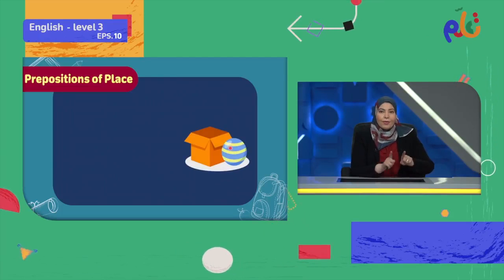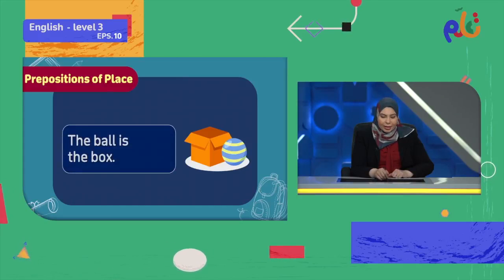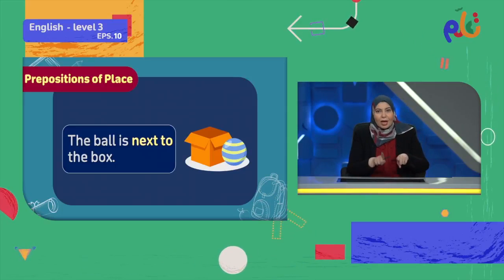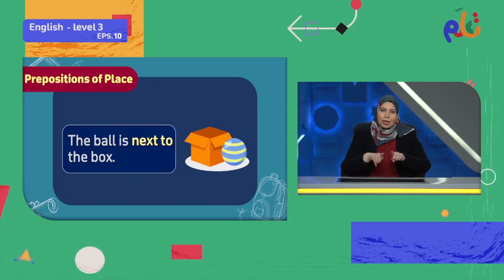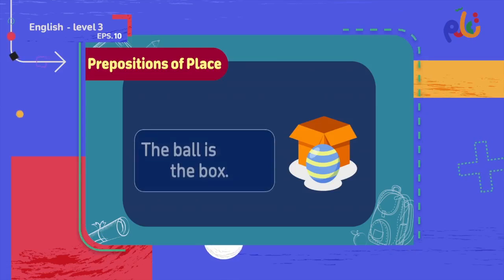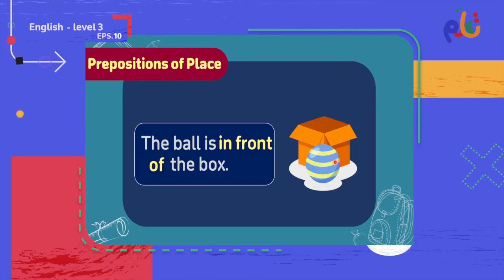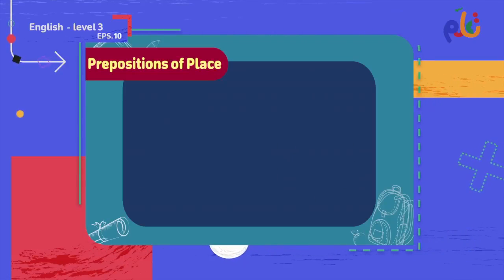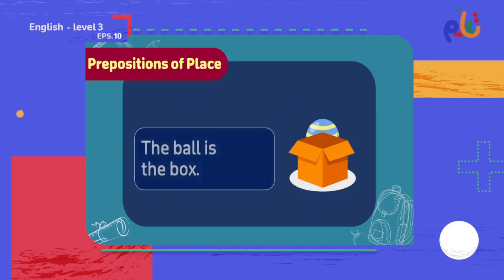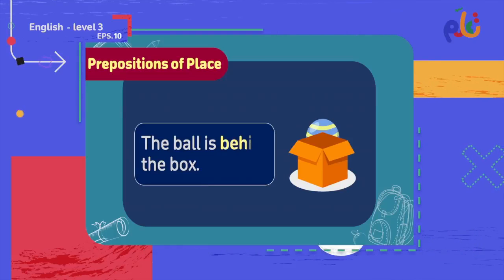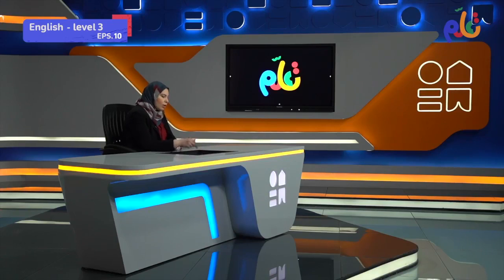And here we have the ball is, we have two options. We can say next to the box or we can say beside the box. Both would be fine. So next to or beside, which means جنب. And the last one that we have is the ball is in front of the box. And we also have the ball is behind. The ball is behind the box.